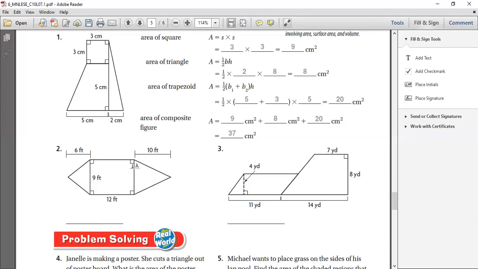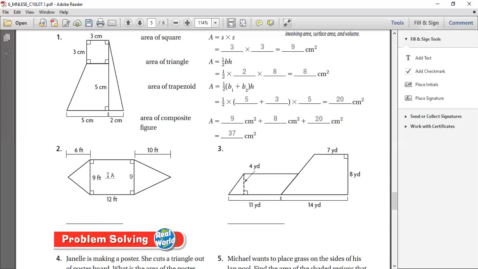Now for the bigger triangle, again we need the base. In rectangles, the opposite sides are equal. If this side is 9, this side is also 9. So the base of this is also going to be 9 feet, and the height of that is going to be 10. So you'll find the area first.